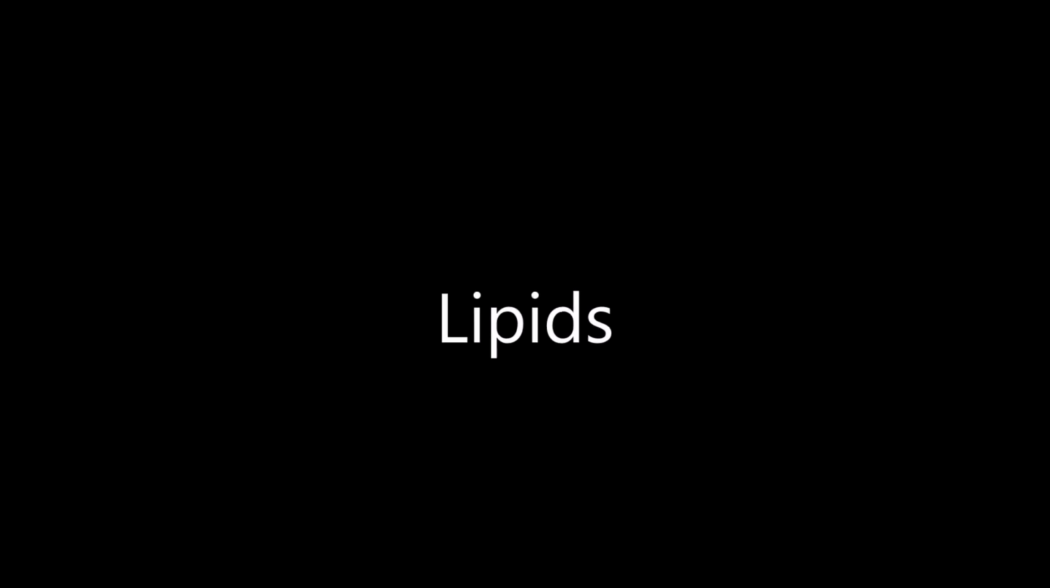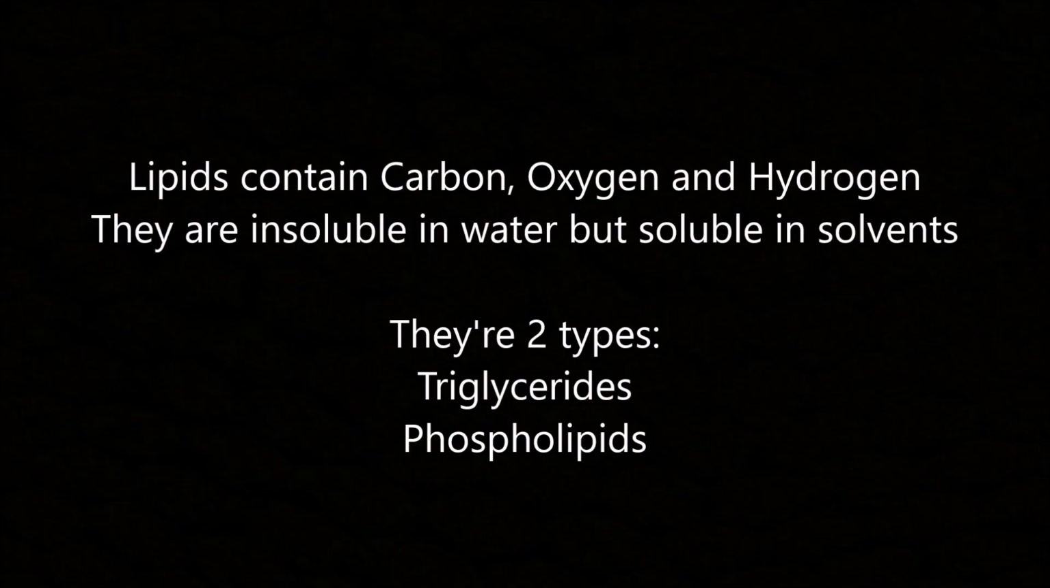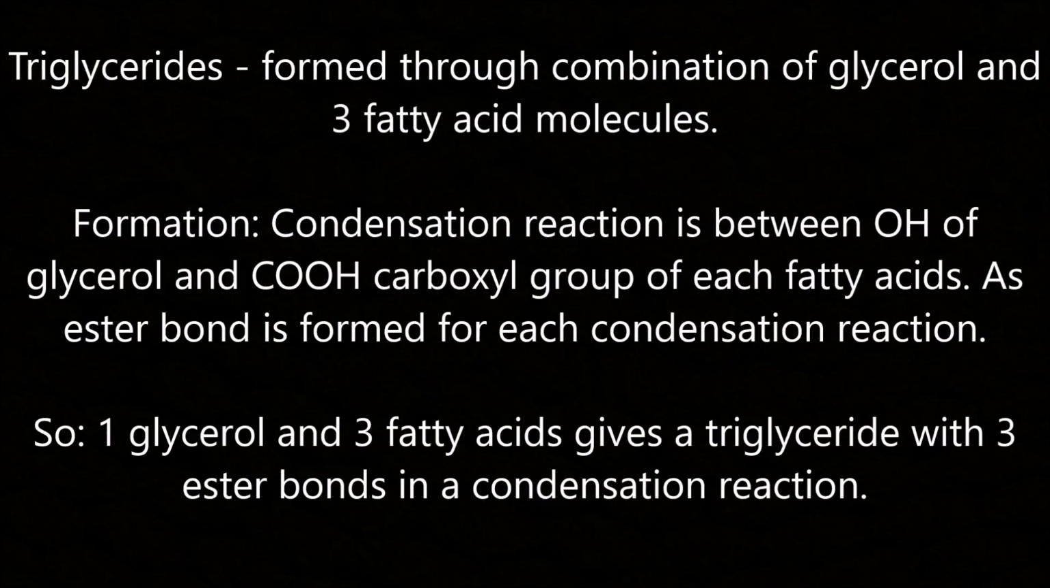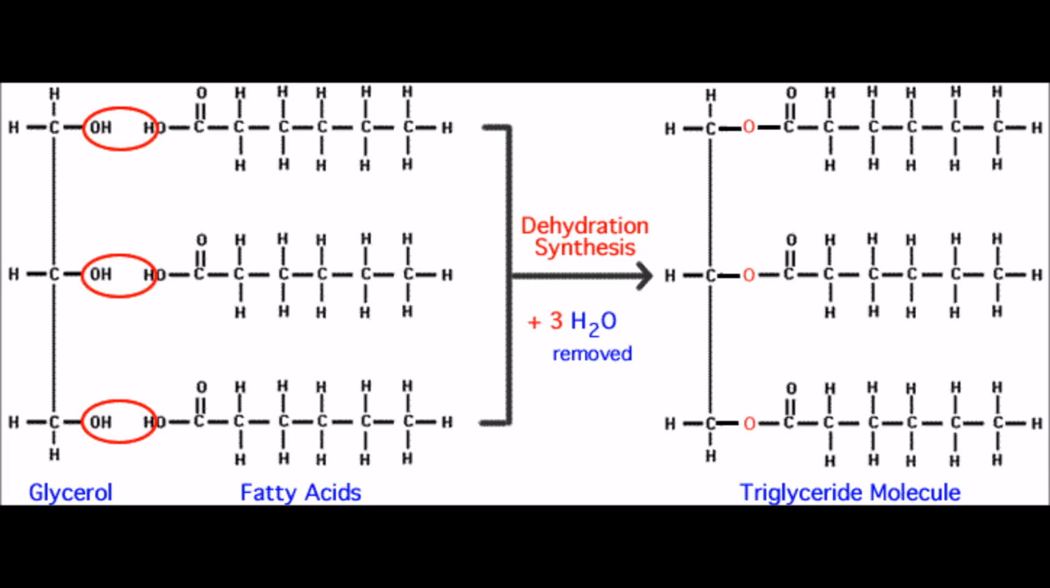Lipids will be our next topic. Lipids contain carbon, oxygen, and hydrogen, and they're insoluble in water, but soluble in solvents. There are two types: triglycerides and phospholipids. Triglycerides are formed through the combination of glycerol and three fatty acid molecules. The formation is a condensation reaction between the OH on glycerol and the COOH carboxyl group of each fatty acid, and an ester bond is formed for each condensation reaction. So one glycerol and three fatty acids give a triglyceride with three ester bonds. Here is a diagram of this occurring.